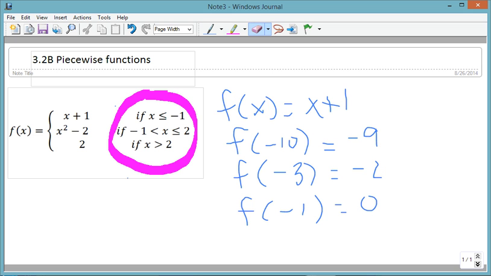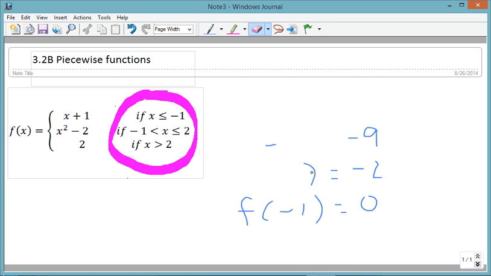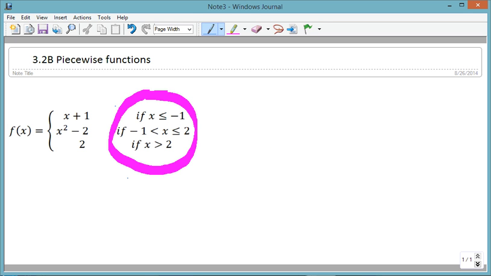What if x is 0? Well, then it doesn't fit that one anymore. We have to see where it's going to fit. So 0 would be in this one, because x is between -1 and 2. So if x is 0, we don't plug it into the first one. We plug it into the second one, because that's where it fits. So that would be 0 squared minus 2, so that would be -2.